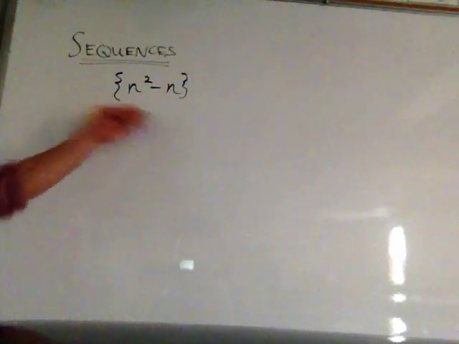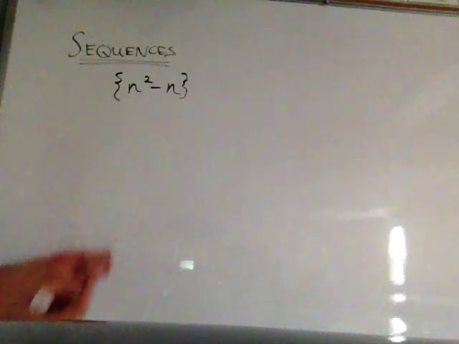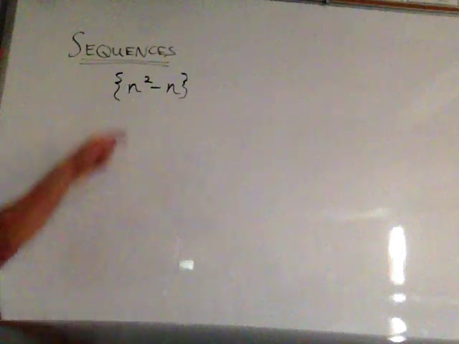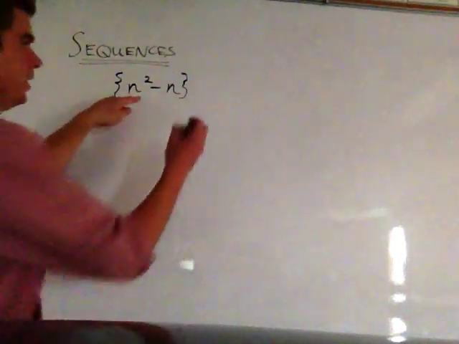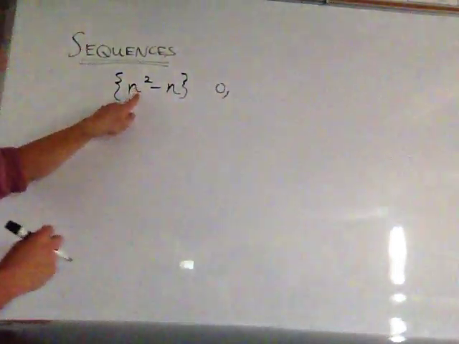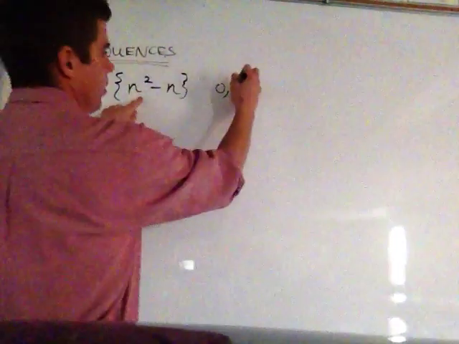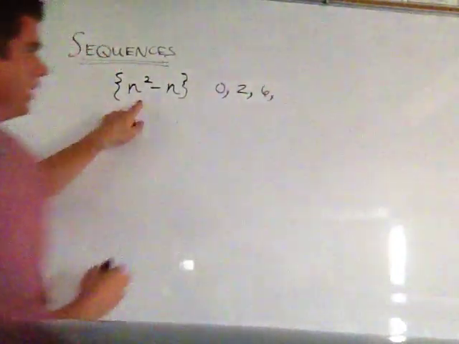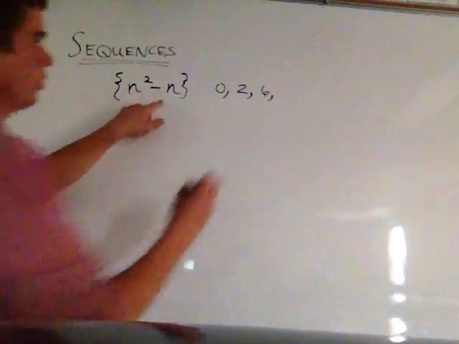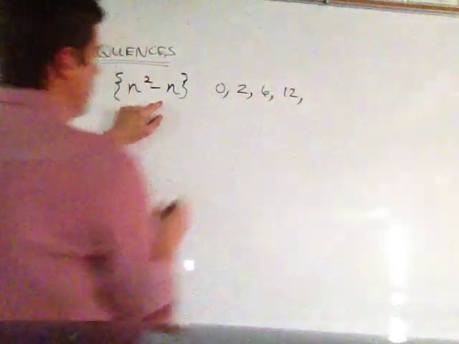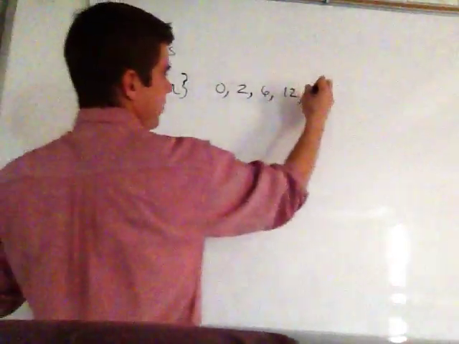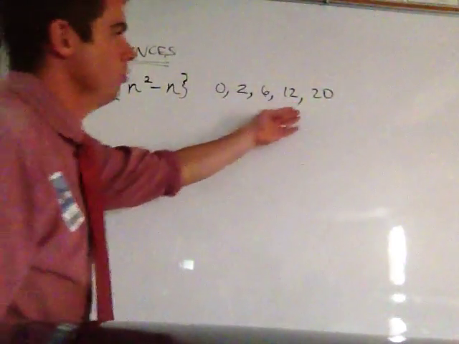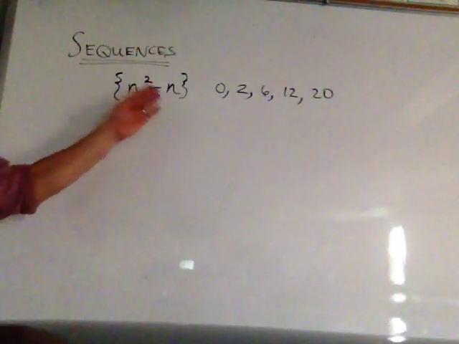If I said list out the first 5 terms of the sequence, the first term would be equivalent to n equal to 1. So when n is 1, we get 0. When n is 2, you get 2. When n is 3, you get 6. When n is 4, you get 12. And when n is 5, you get 20. And this is a sequence of numbers whose function came from n squared minus n.